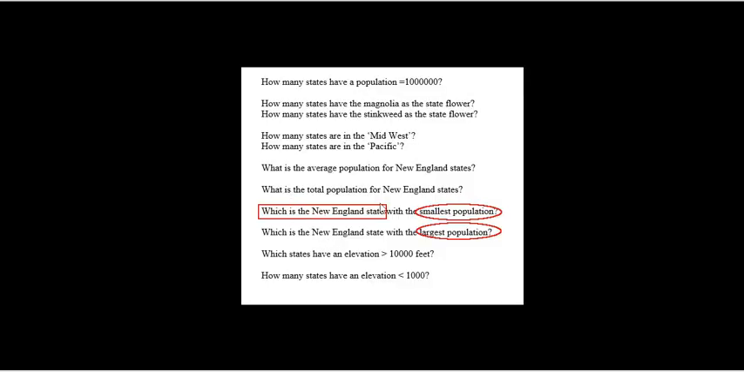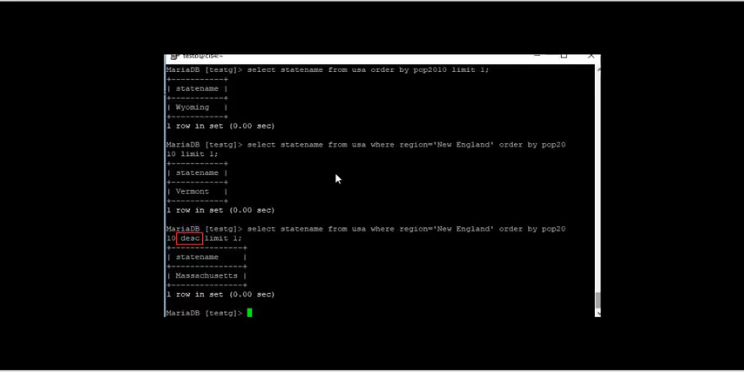Which is the New England state with the smallest population or with the largest population? So which state? So I'm going to want state name, I think, in there. Select state name from USA, order by Pop 2010, limit 1. That's Wyoming. That's not New England. Select state name from USA, where region equals New England, order by Pop 2010, limit 1. That state name is Vermont. See, because it's actually giving it to me in ascending order.